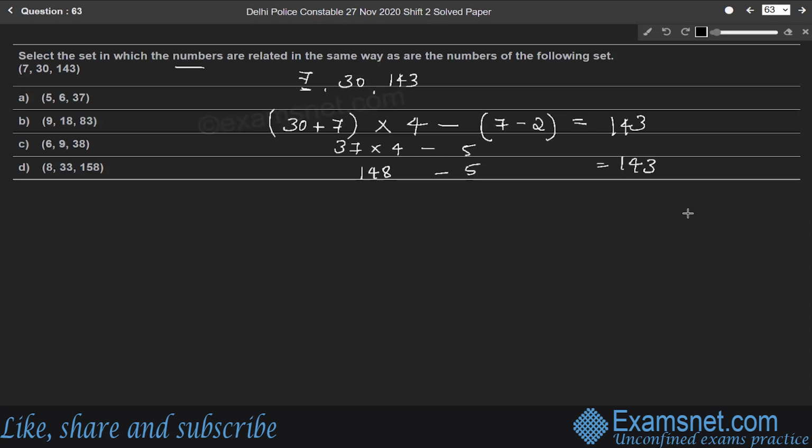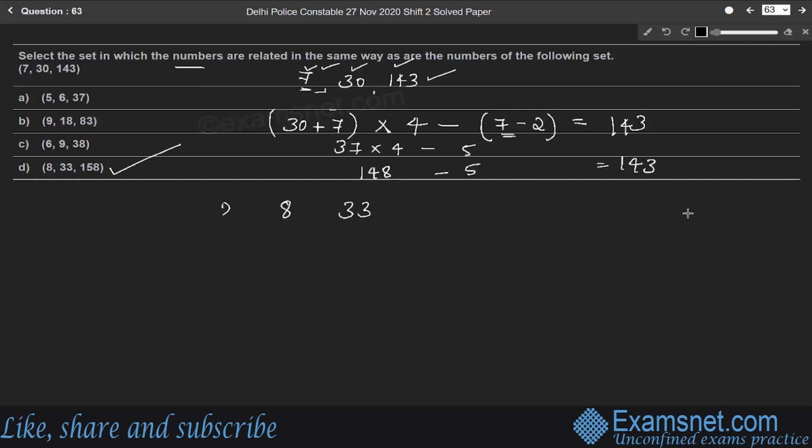So here the three numbers are related as follows: the first two numbers, their sum, is multiplied by 4, minus the first number, minus 2, gives the third number. So the same logic is applied in option D. So let us check once again here.